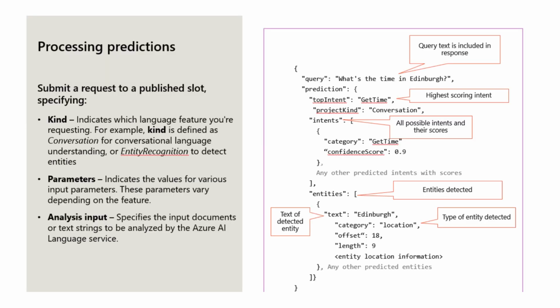Processing predictions. Submit a request to a published slot, specifying kind, which indicates which language feature you're requesting. For example, kind is defined as conversation for conversational language understanding, or entity recognition to detect entities. Parameters indicates the values for various input parameters. These parameters vary depending on the feature. Analysis input specifies the input documents or text strings to be analyzed by the Azure AI Language Service.